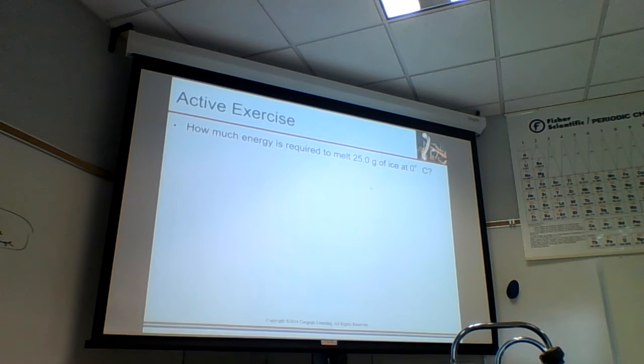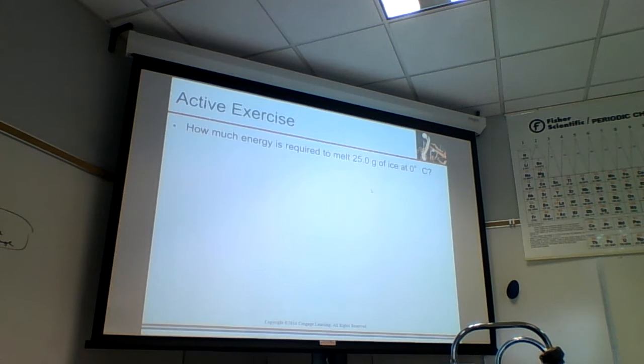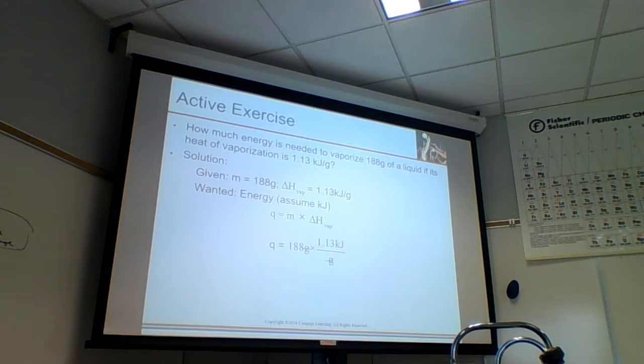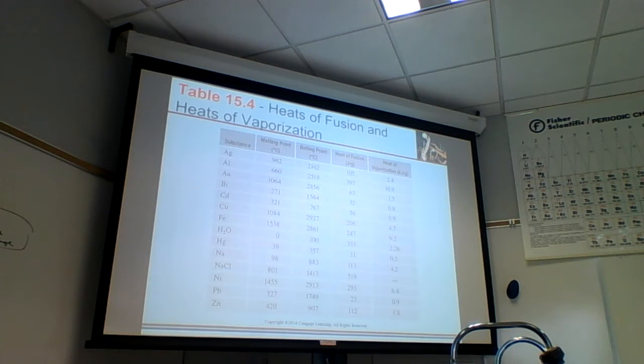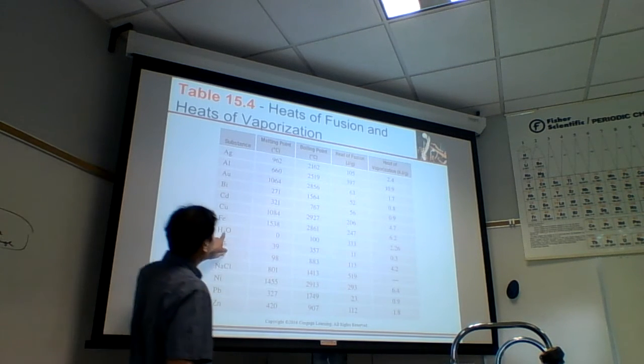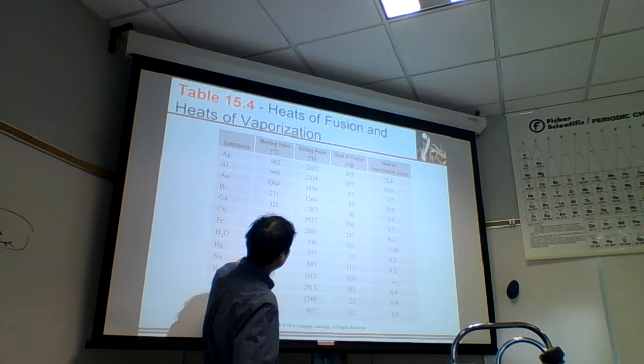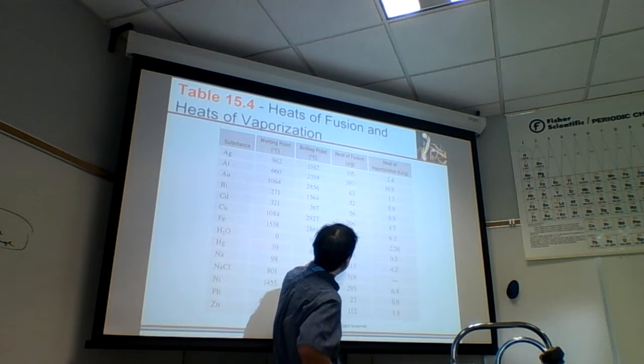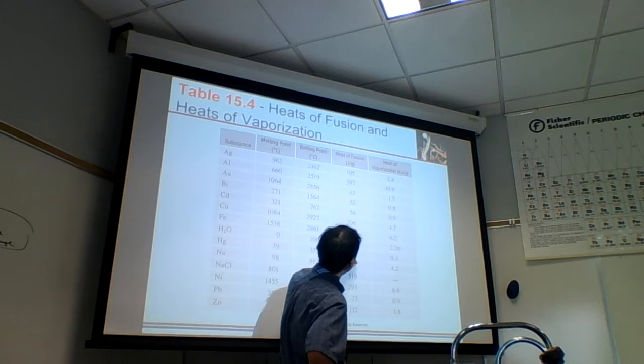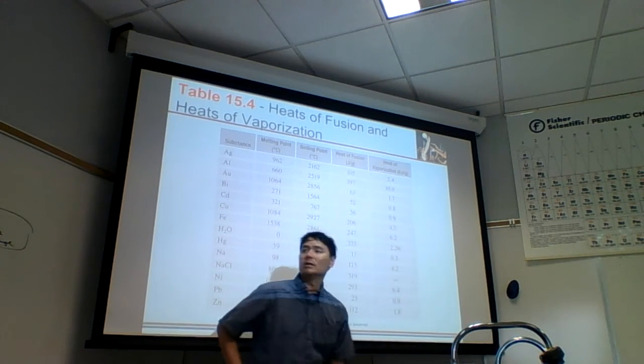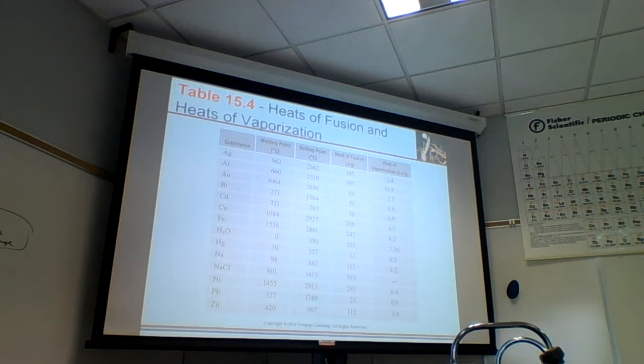How much energy is required to melt 25.0 grams of ice at 0 degrees C? So we need the delta H of fusion. I know the amount. The amount's 25 grams. So what is delta H of fusion for ice? Let me go back into the table and see if they give it to us. Here I have H2O. Melting point is 0 degrees C, so we expect to melt. The heat of fusion is 333 joules per gram.